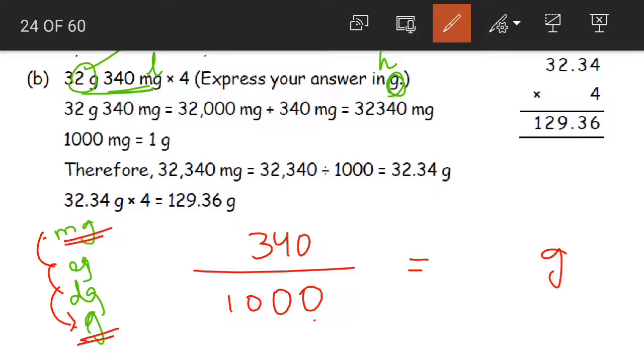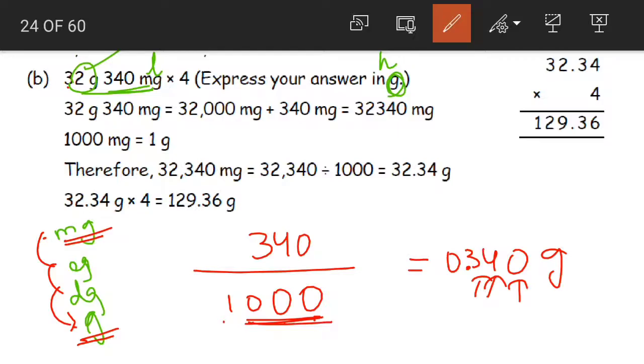We just have to place our decimal point. For 340, we have only 3 digits in the numerator, but the denominator is a 4-digit number. So we'll write the numerator also as a 4-digit number. We have 3 zeros in the denominator. So after 3 digits from the right, we place our decimal point, 0.340 grams. What is it now, children?